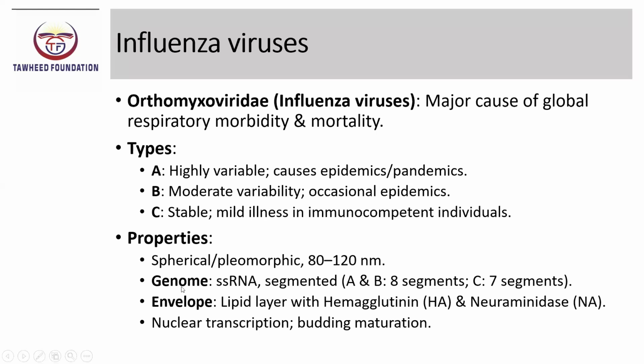Its properties: it is spherical in shape, pleomorphic, that is 80 to 120 nanometers in size. Its genome is single stranded RNA, segmented; A and B have 8 segments, C has 7 segments. Envelope is a lipid layer with hemagglutinin, HA, and neuraminidase, NA. Nuclear transcription and budding maturation.